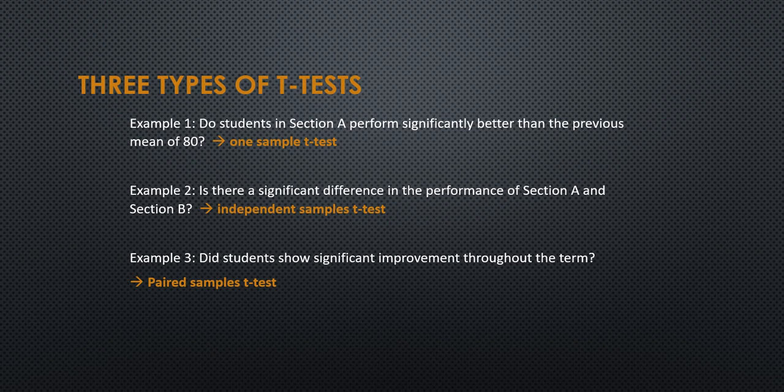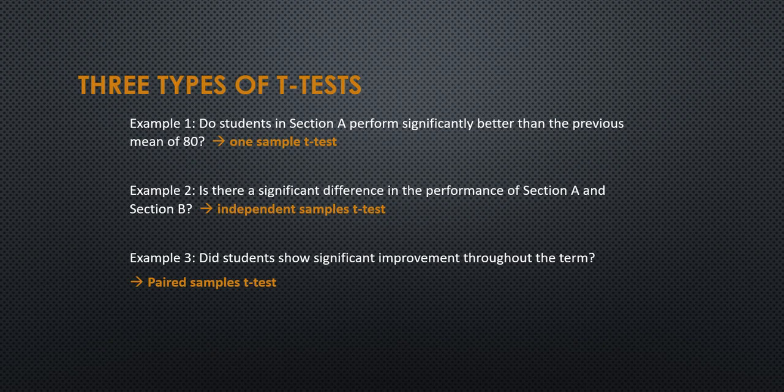So I've got 3 examples here that are going to be similar to the ones that you see in the discussion. And I first want to talk about how we are going to know which type of t-test to run. The first example says, do students in section A perform significantly better than the previous mean of 80? So what I want you to notice here is that there is already a numerical value provided that we are comparing to, and we're only comparing one sample of students. In other words, we're only comparing students from section A.